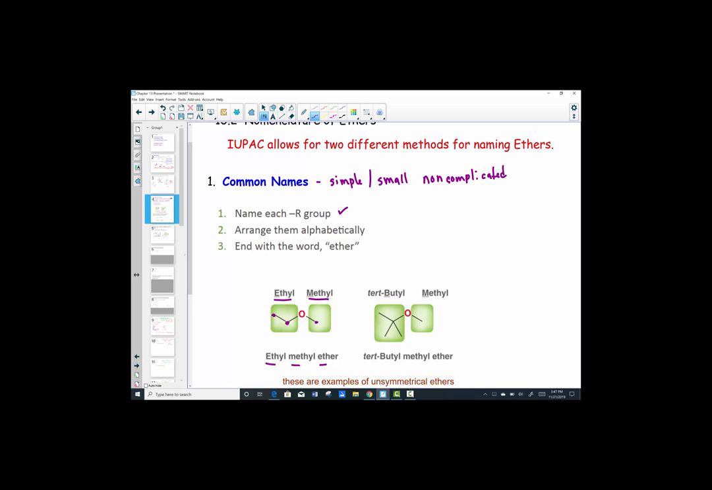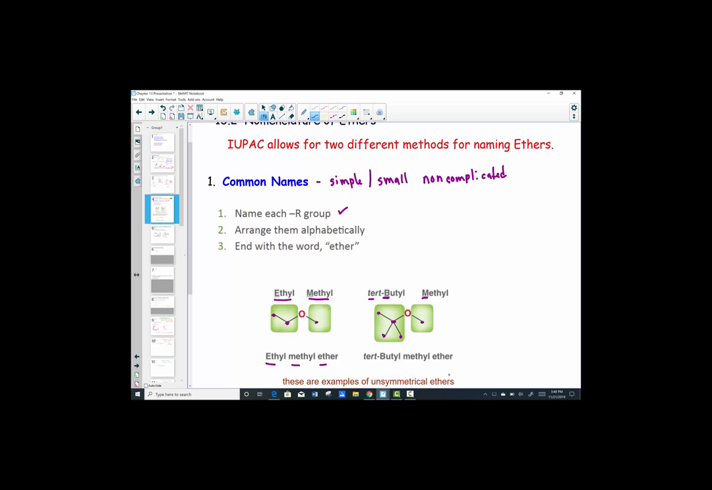Easy enough, isn't it? Here we have a tert-butyl. So notice this is a 4-carbon chain with 3 methyl groups coming off of that center carbon. So we know that to be tert-butyl. And on the other side is a 1-carbon chain. When we alphabetize, we do not use the tert, but we go by butyl, then methyl, then the word ether.